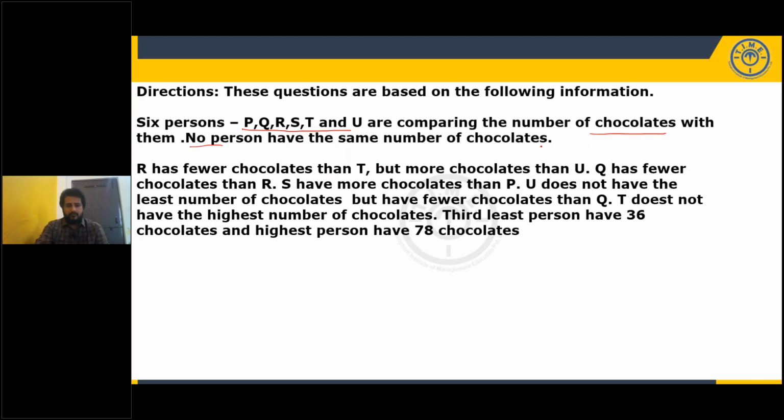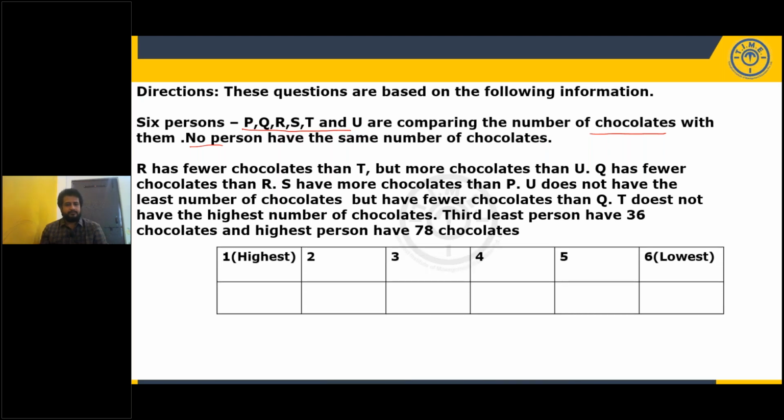Now we have to decide our order. I'm trying to place them from the highest number of chocolates person to the lowest number of chocolates person: highest, second highest, third highest, fourth, fifth and sixth highest. So our order should be like this, greater than. Each and every clue I'm going to convert into the same greater than format.